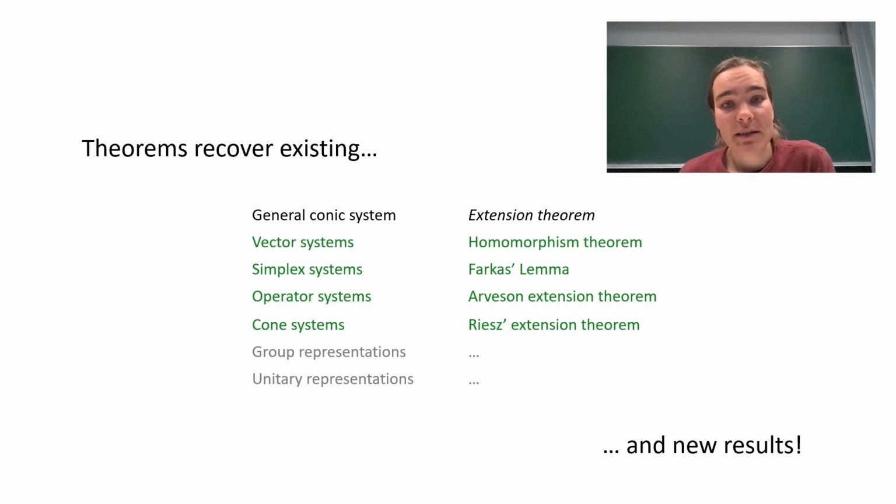For simplex systems, operator systems and cone systems, all arising from other underlying structures, we recover Farkas' lemma, Arveson's extension theorem and Rutz's extension theorem, all well-known results. But we also find new results. Applying it to even more examples, such as group representations and unitary representations, gives rise to extension theorems that were previously unknown.